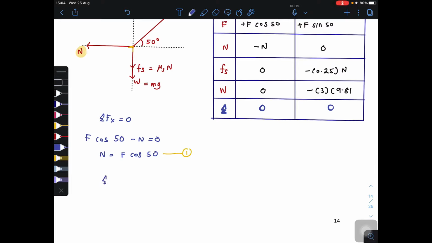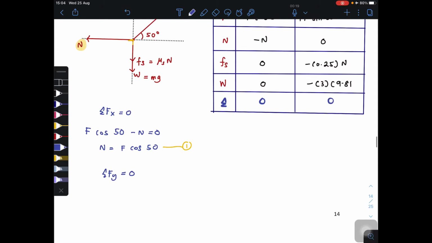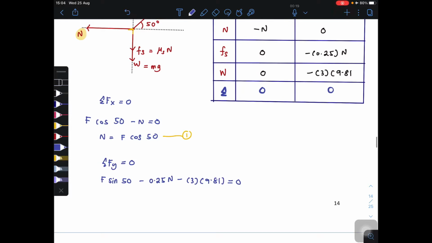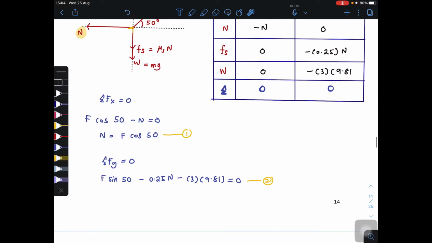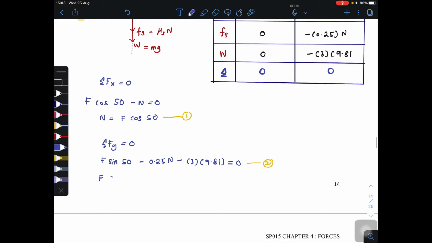And then second one, okay, the sum of fy equal to 0. Just masukkan f sin 50 minus 0.25n minus 29.43 equal to 0. Okay, so we have the second equation. So now since kita sudah buat equation ni dalam bentuk macam ni, we can just substitute the n here to get the value for f. So let's substitute that one.